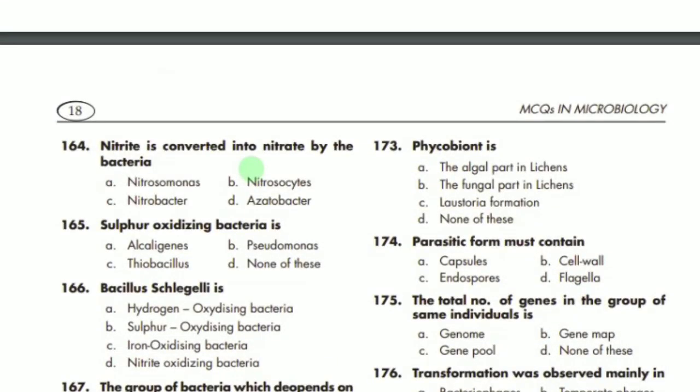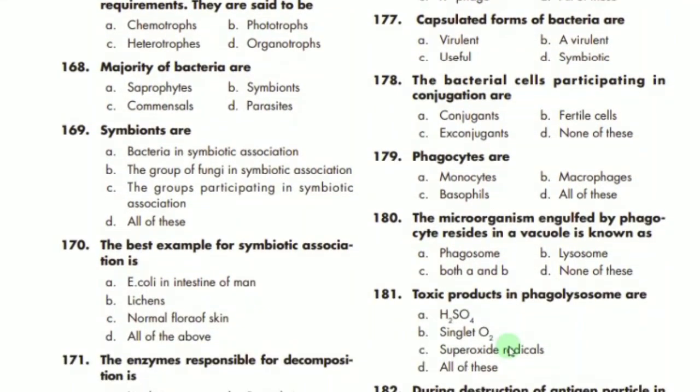MCQ number 173. Phycobiont is actually the algal part in lichens, which is the correct option. A parasitic form must contain a capsule, which is the correct option. The total number of genes in the group of the same individuals we call the gene pool. C is the correct option, gene pool. MCQ 176 says that transformation was mainly observed in temperate phage. B is the correct option.